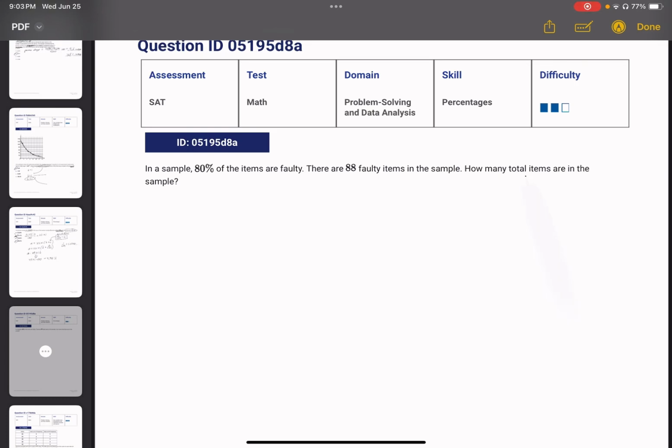Okay, so in this question, it's asking for how many total items are in the sample. We need to set up a variable. We're going to call that variable, let's just say X, for total items in the sample. So we know in a sample, 80% of items are faulty. So in the whole sample, 0.8, that's equivalent to 80%, times the whole sample size is equal to 88 faulty items, correct? Because 80% of all items in the sample.